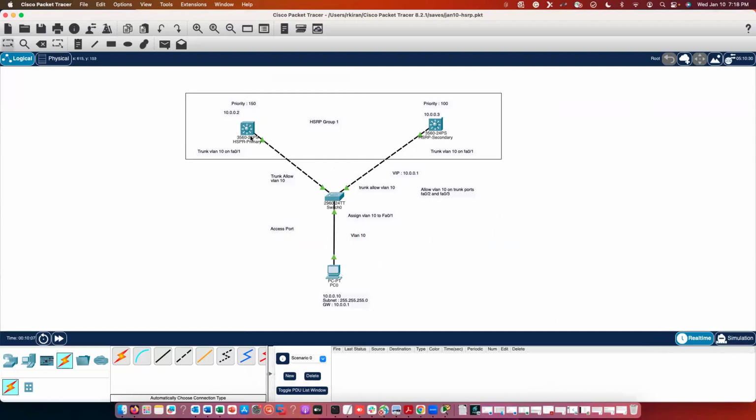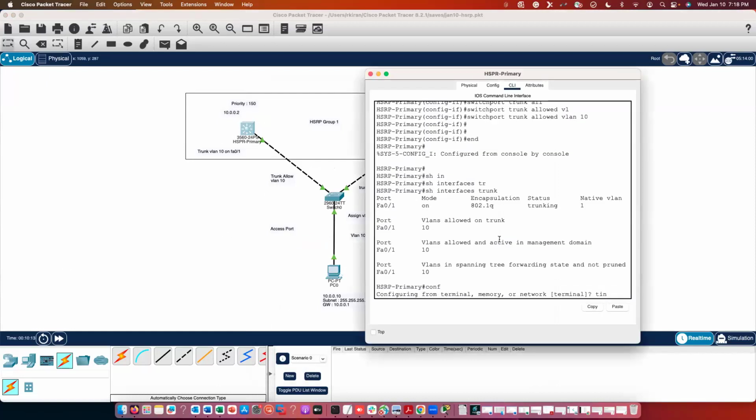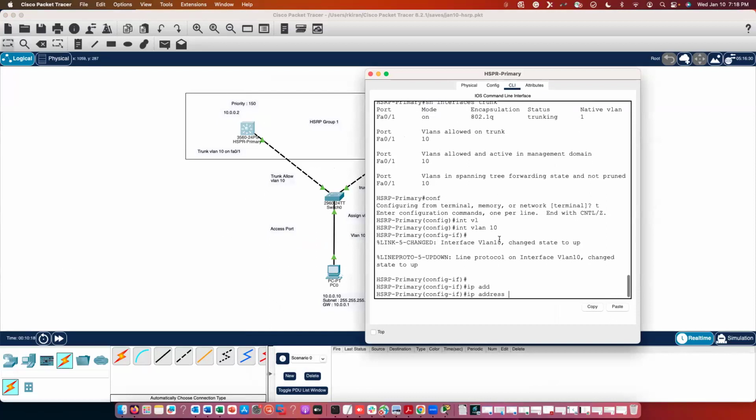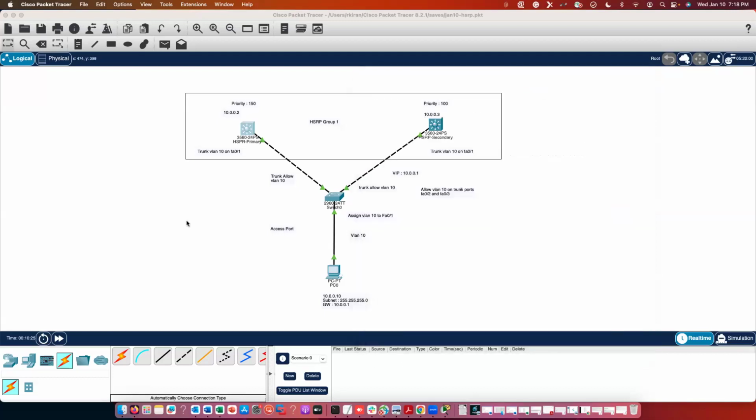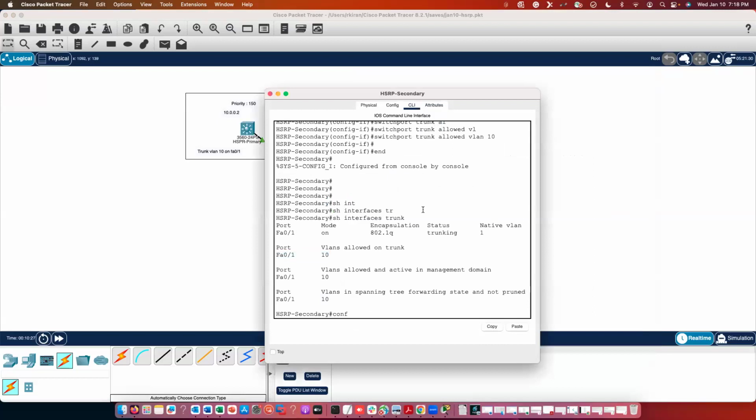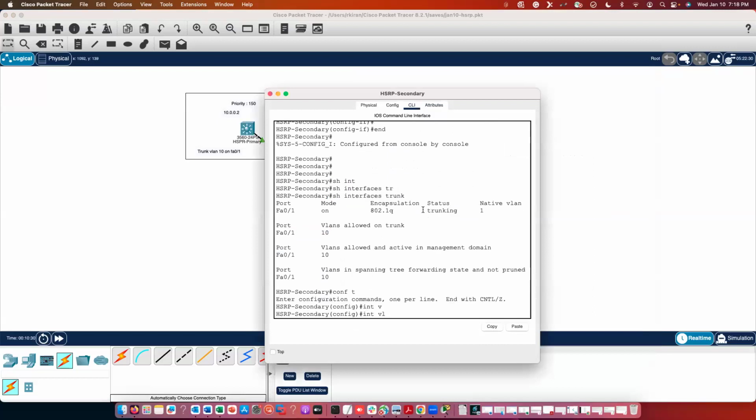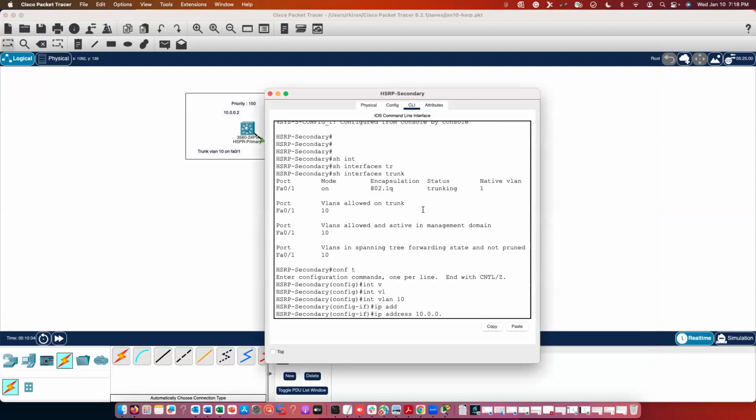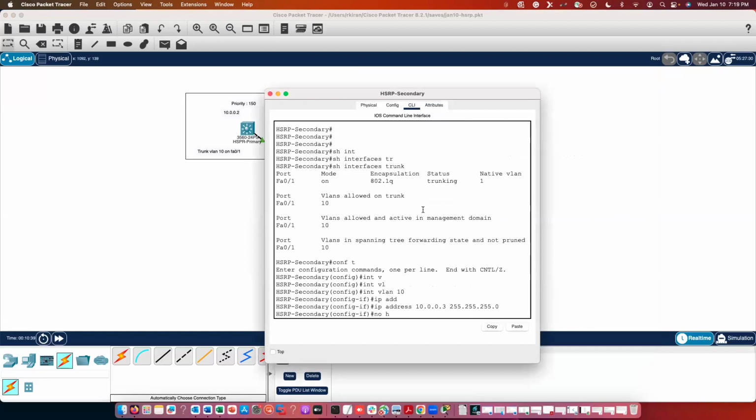Now let's go to layer 3 and assign the IP addresses to this switch and this switch. Okay, so I'm going to go to this one, do interface VLAN 10, IP address 10.0.0.2, 255.255.255.0. Okay, here also config terminal, interface VLAN 10, IP address as 10.0.0.3, 255.255.255.0.